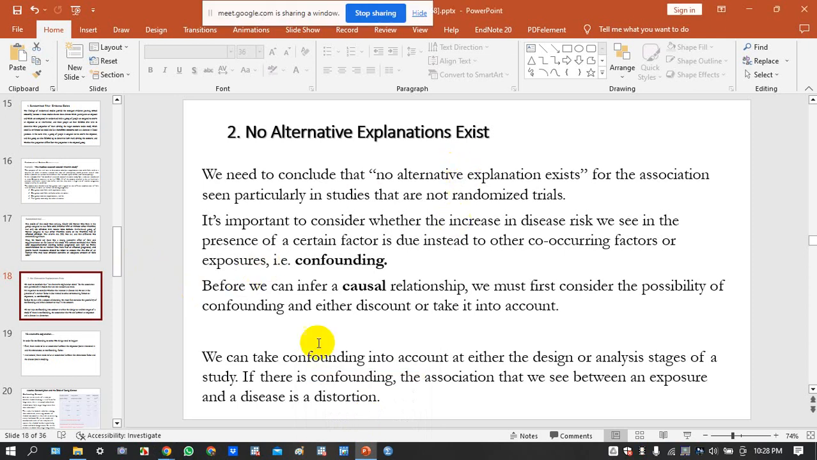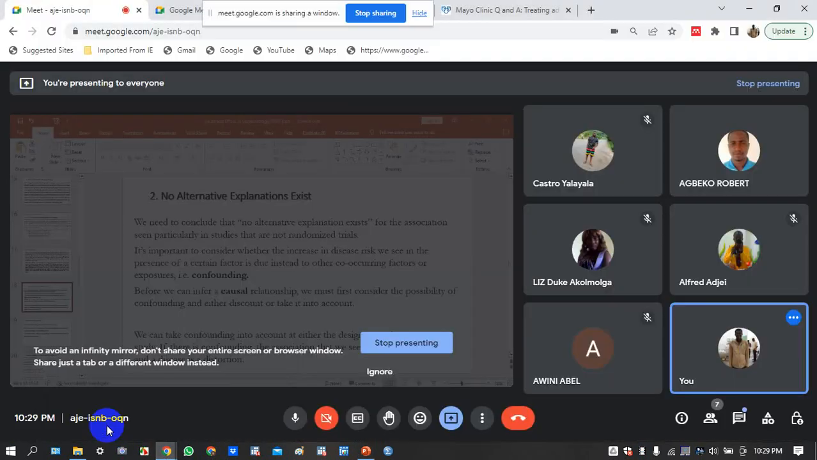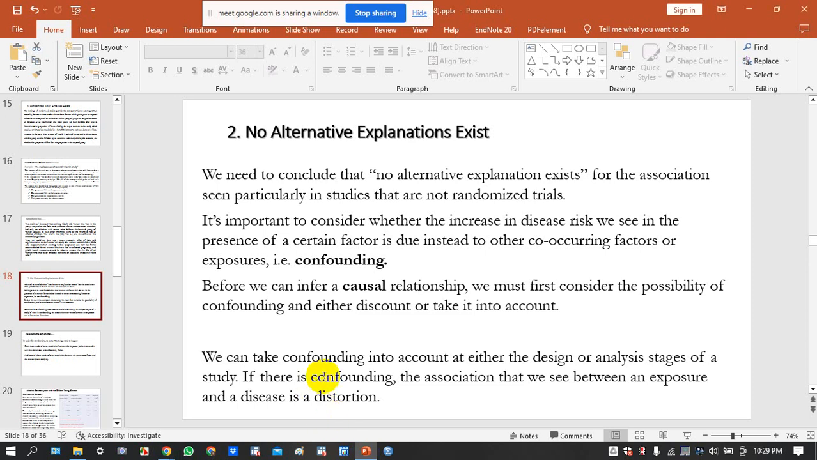So we are finished with confounding. We can take confounding into account at either the design or analysis stage. You can mute your mics now, please. So we can take confounding into account at either the design or analysis stages of a study.